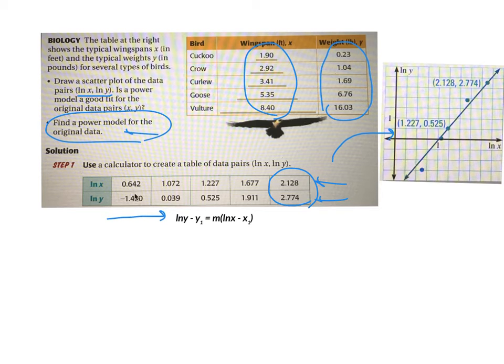So I found the slope first. You pick two points to find the slope of this line. I found the slope was about 2.5, so that's what I'm going to use. So I'm going to set this up. I'm going to go natural log y minus 2.774 equals the slope, which would end up being like 2.5, natural log x minus 2.128.